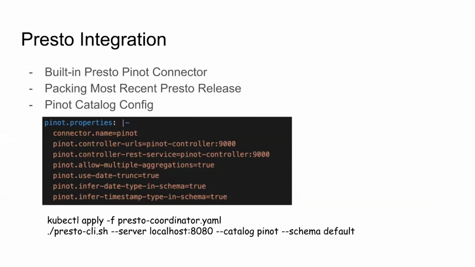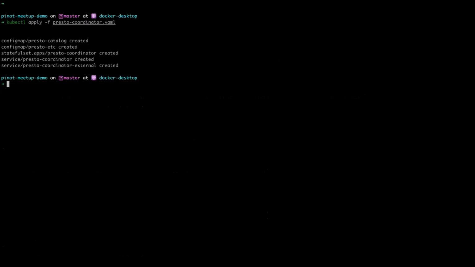And the last part, I will show some integrations with all the hard work that the Uber folks have done for Presto. Here I'll try a very simple Presto coordinator YAML file. We just apply it, and it will deploy Presto with the Pinot connector built in. Next, I'm going to run a Presto CLI client, which will connect to Presto, and we can run some simple Presto queries.